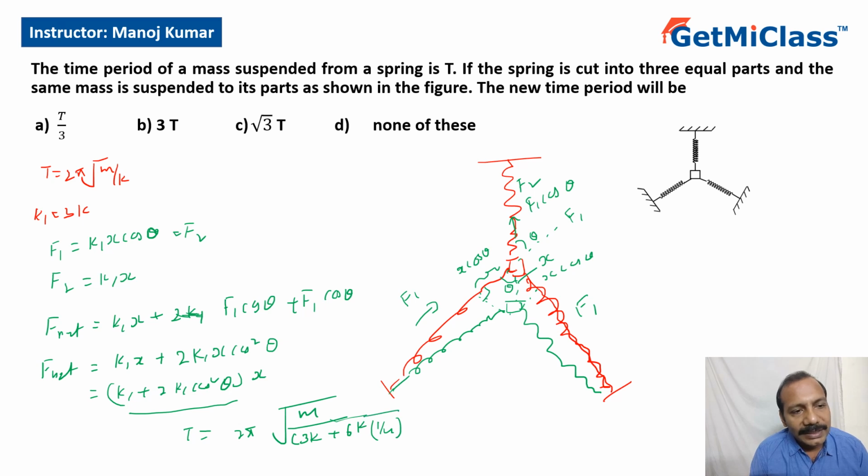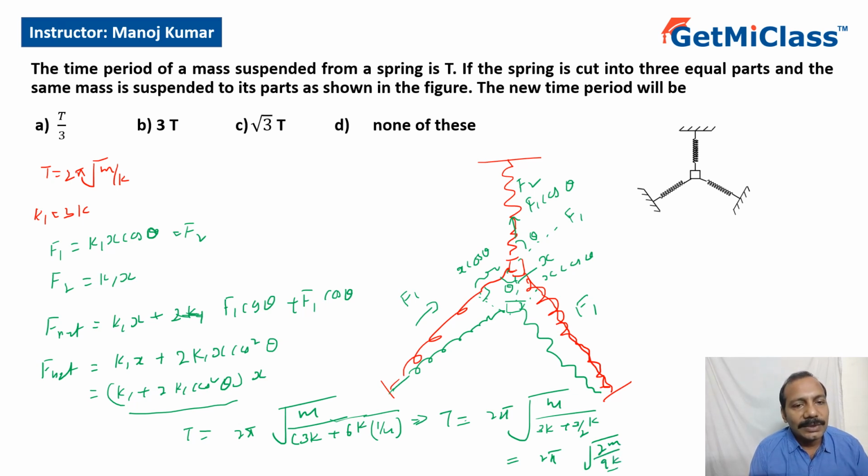So from this, what will we get? That would imply T equal to 2π root m by, the denominator becomes 3k plus 3 by 2 k. So that is 4.5k or 9 by 2 k. So this can be written as 2π root 2m by 9k. This is the time period of the system.